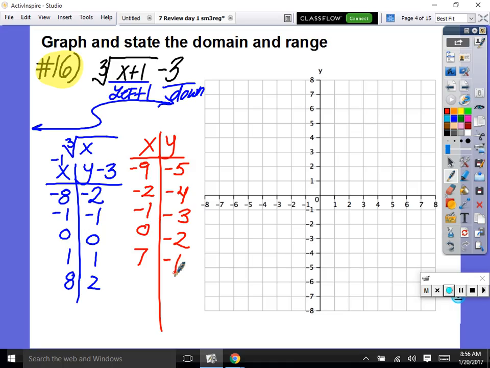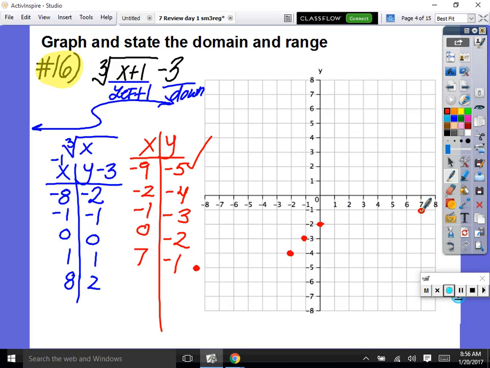So let's graph them. Negative 9, down 5. Okay, I'm going to plot that point. You guys are doing the same on your graph. Checking it off. Negative 2, negative 4. So the reason I teach it this way is because, like I said, it's almost foolproof, if you're just plotting points and connecting them. So negative 1, negative 3 is a point. 0, negative 2. Cool. And then over 7, negative 1.